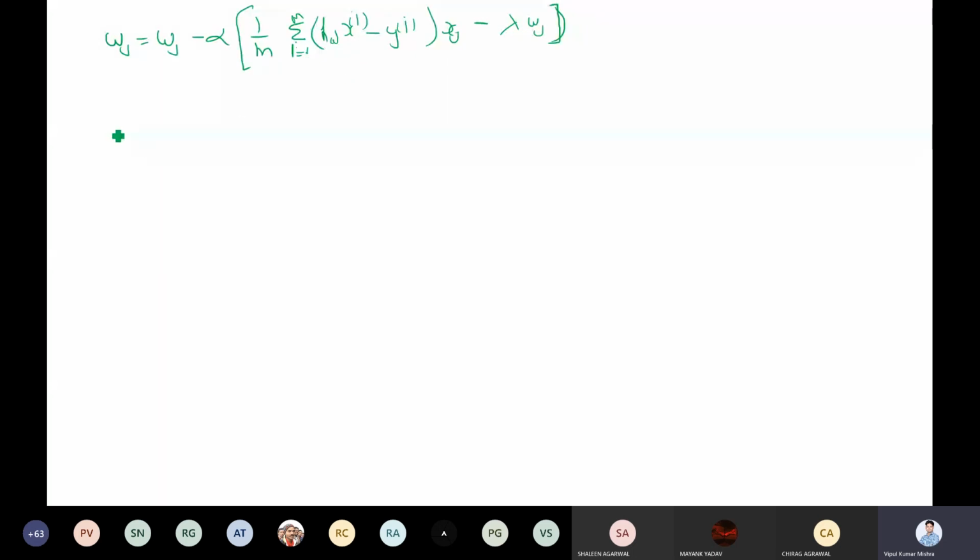If you try to simplify further, you will get Wj equal to 1 minus, you just multiply alpha here, so alpha lambda and Wj both will be common, so (1 minus alpha lambda) into Wj, minus the remaining term alpha 1 upon m, summation, sorry I missed the summation, i equal to 1 to m, h of W x_i minus y_i, x_j, right?